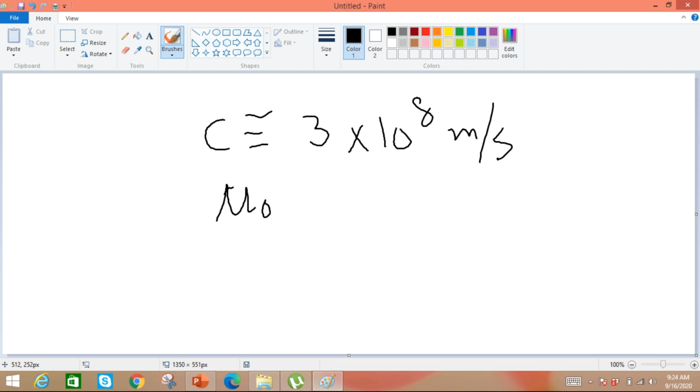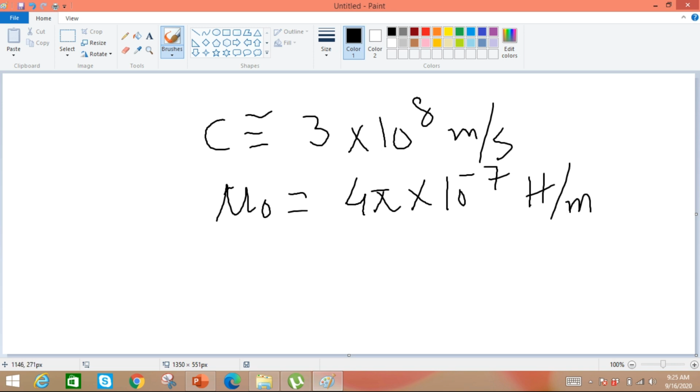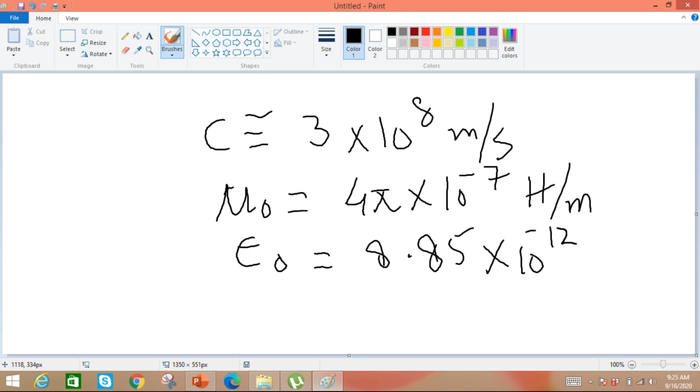The permeability of free space mu naught is equal to 4 pi into 10 raised to power minus 7 Henry per meter. Similarly, the permittivity of free space epsilon naught is equal to 8.85 into 10 raised to power minus 12 Farad per meter.